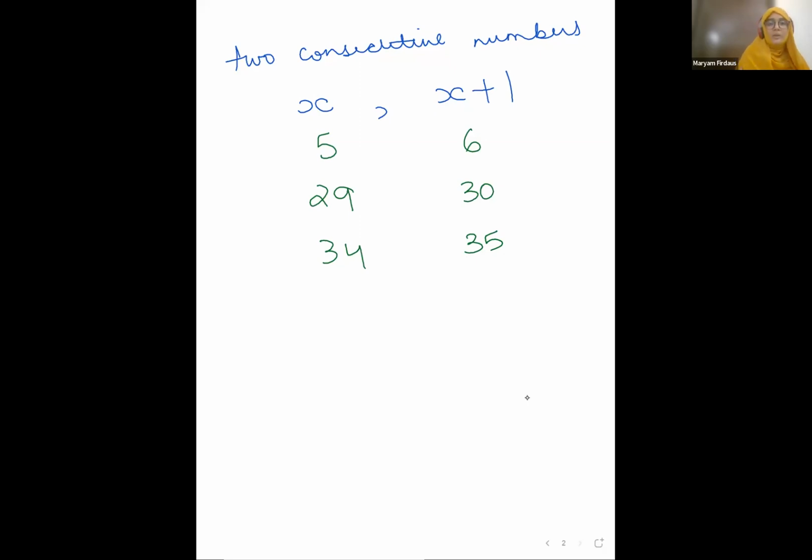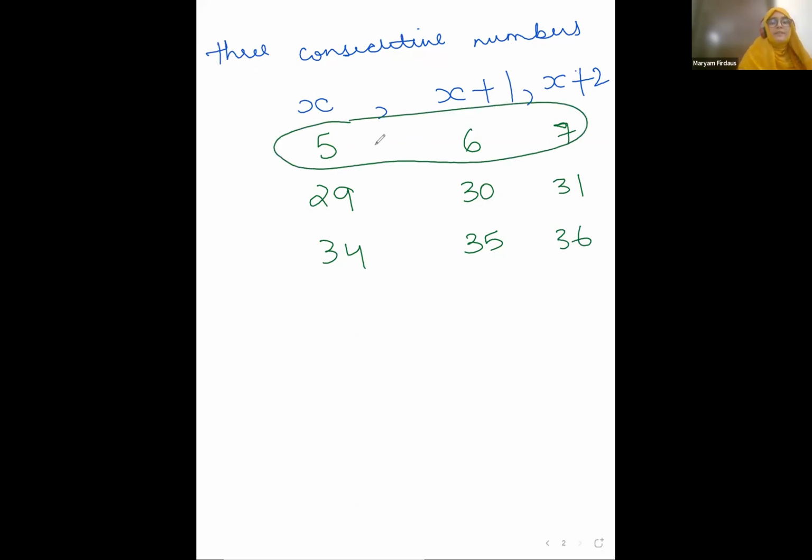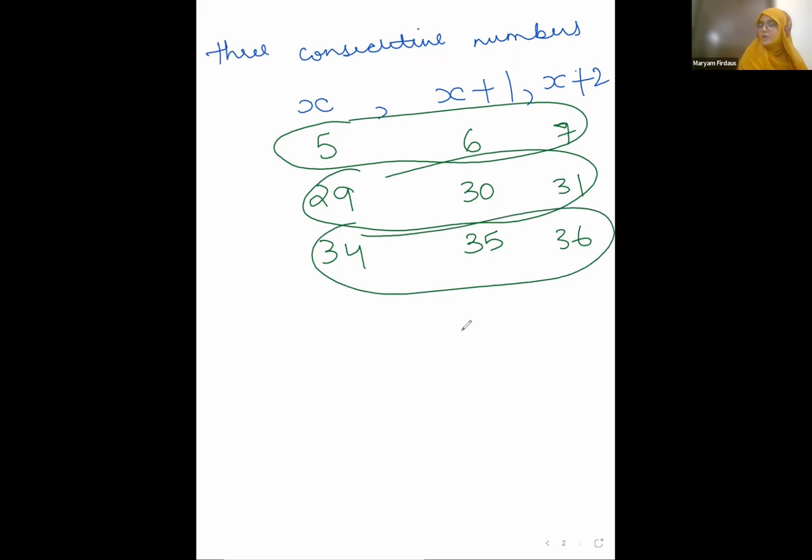If I'm talking about three consecutive numbers, can you tell me what the third one will be? x plus 2, right? What is 5 plus 2? 7. And 31 and 36. So these are three consecutive numbers: 5, 6, 7; 29, 30, 31; 34, 35, 36. So did you get it? What is the meaning of consecutive?